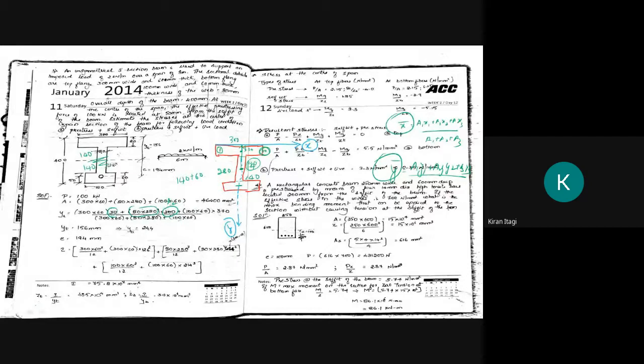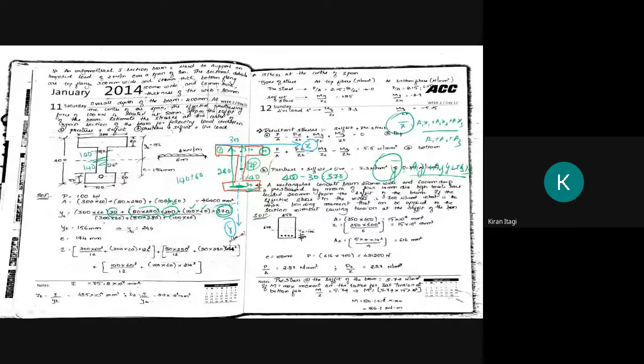Similarly, the third one, the bottom flange, is 100 into 60. And why is it 370? Because from here to the reference axis the total is 400. 400 minus 60 means this will be 30, therefore it is equal to 370.